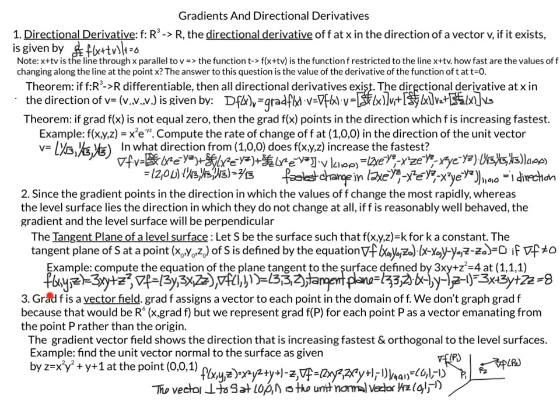Last, we talked about the gradient of f being a vector field. The gradient of f assigns a vector to each point. We don't graph the gradient of f per se, because that would be in R6, but we can represent it by, for each point P, computing the gradient and then moving the vector that we get from the origin to the point P. And we did an example of that, and this other example as well.